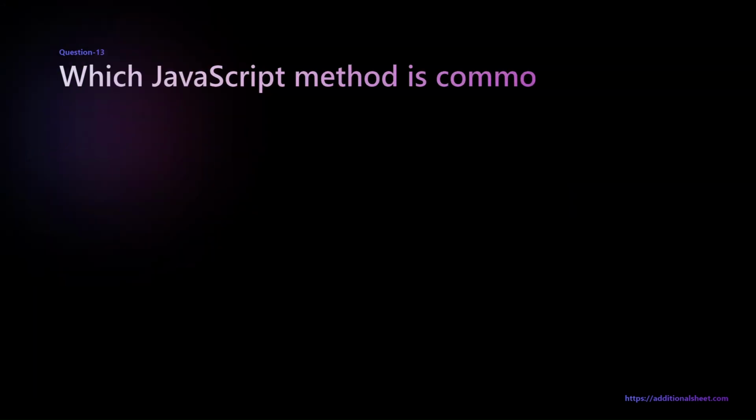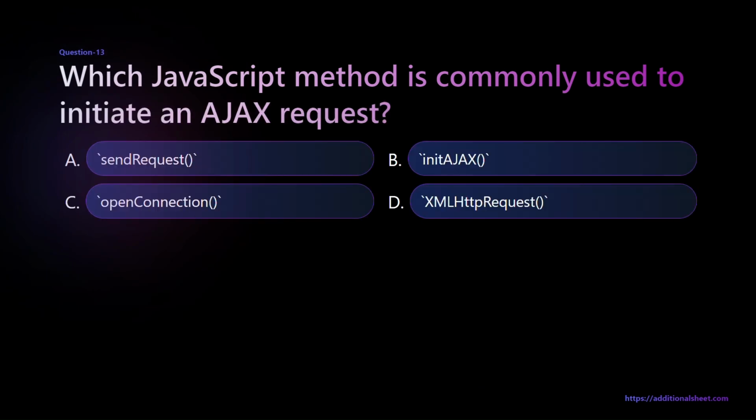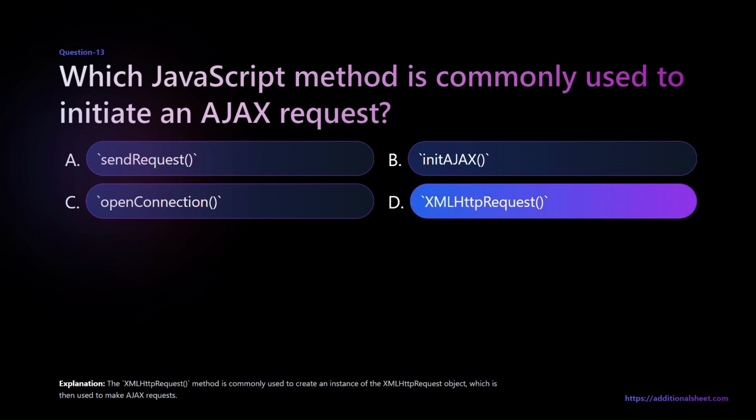Which JavaScript method is commonly used to initiate an AJAX request? Option A, send request. Option B, init AJAX. Option C, open connection. Option D, XML HTTP request. The correct answer is option D, XML HTTP request.